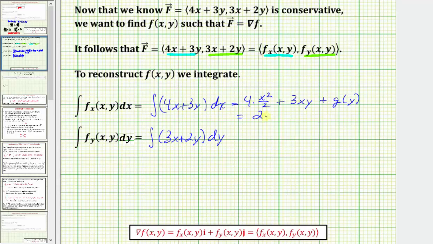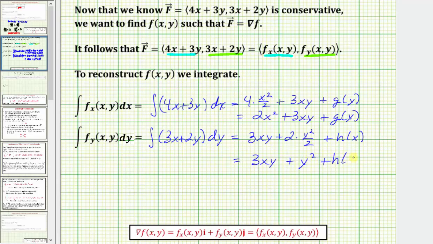Simplifying, we have 2x squared plus 3xy plus g of y. Now here we integrate with respect to y, so the antiderivative of 3x with respect to y would be 3x times y, or 3xy, plus 2 times y squared divided by 2. Here we're only recovering the y part of f, so we could be missing a function of x, so we'll put plus, let's say, h of x. Simplifying, we have 3xy plus y squared plus h of x.